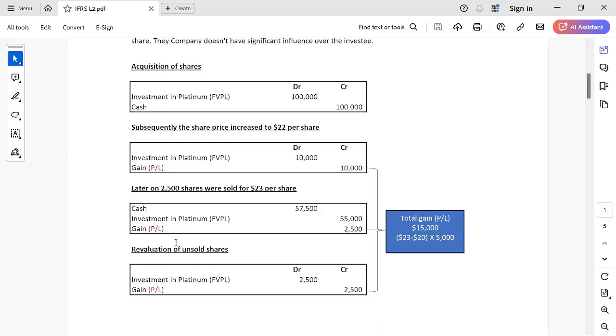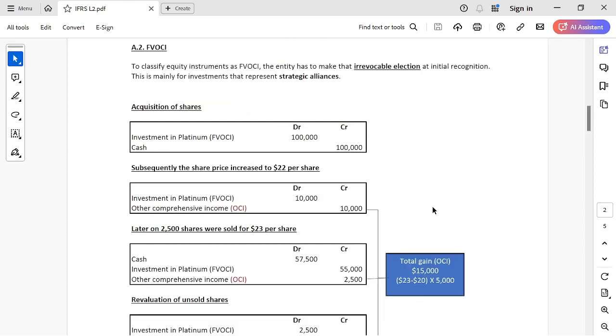still holding, 2,500. So write up the investment, increase it by $2,500, and again the credit goes to the profit or loss. So whether we sold it or not, it's still going to profit or loss. Pretty straightforward, I think. And that's it for equity instrument valued at fair value through profit or loss.